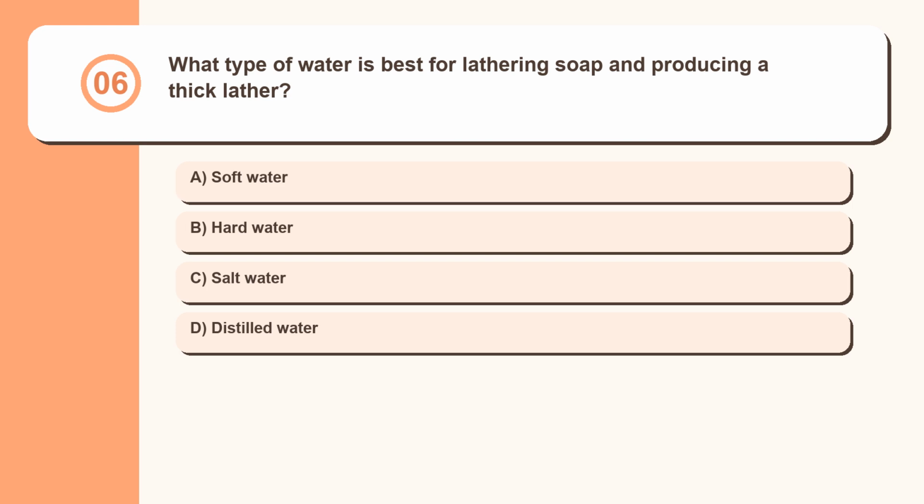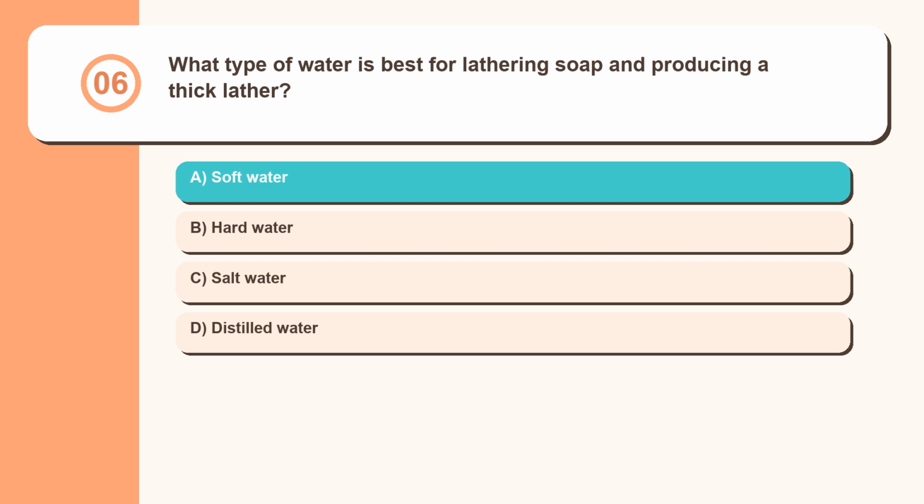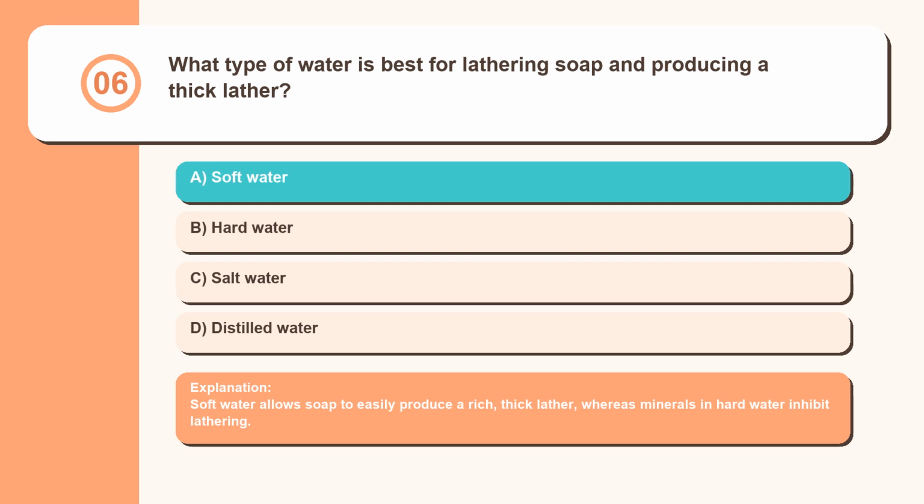Question 6. What type of water is best for lathering soap and producing a thick lather? Soft water, hard water, salt water, distilled water. Soft water allows soap to easily produce a rich, thick lather, whereas minerals in hard water inhibit lathering.